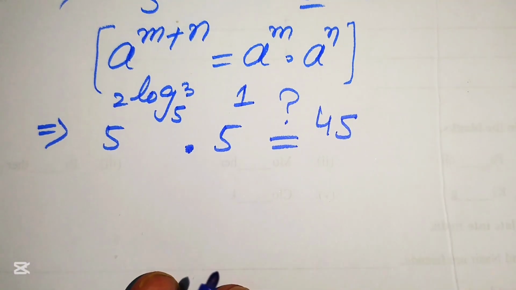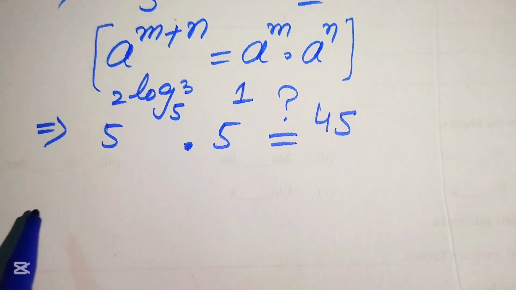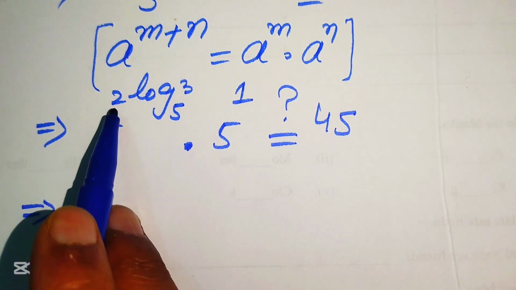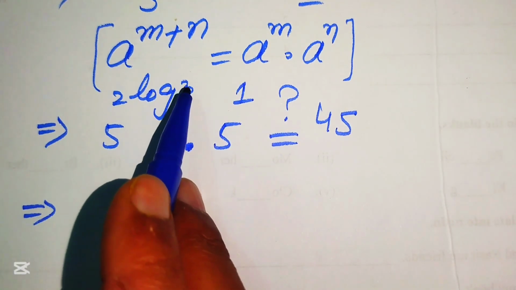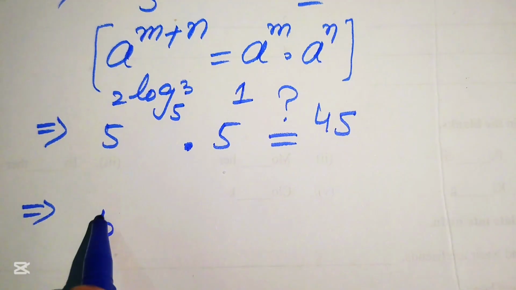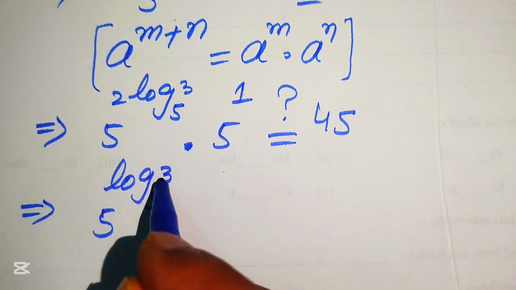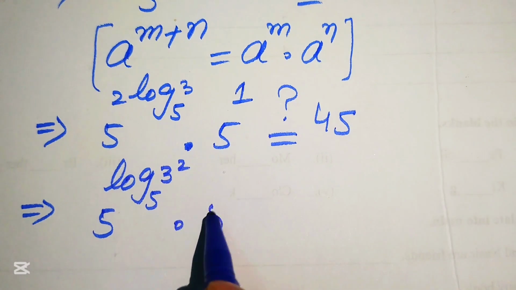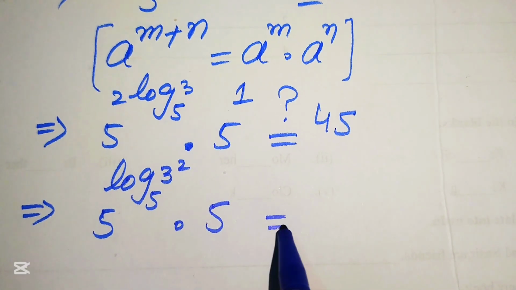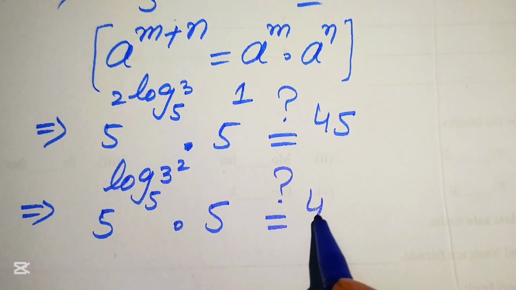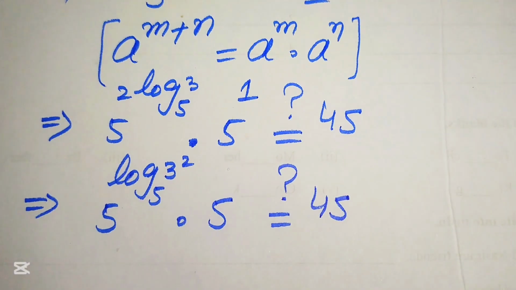And now in the next step, we need to move this 2 to the front of this power of 3, and it will be written as 5 to the power of log base 5 of 3 squared, multiplied by 5 to the power of 1, which is 5. And here we check whether this equals 45 or not.